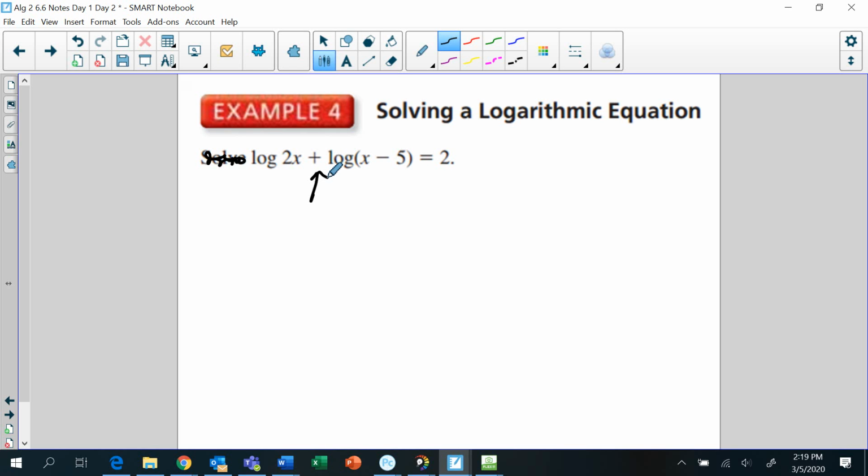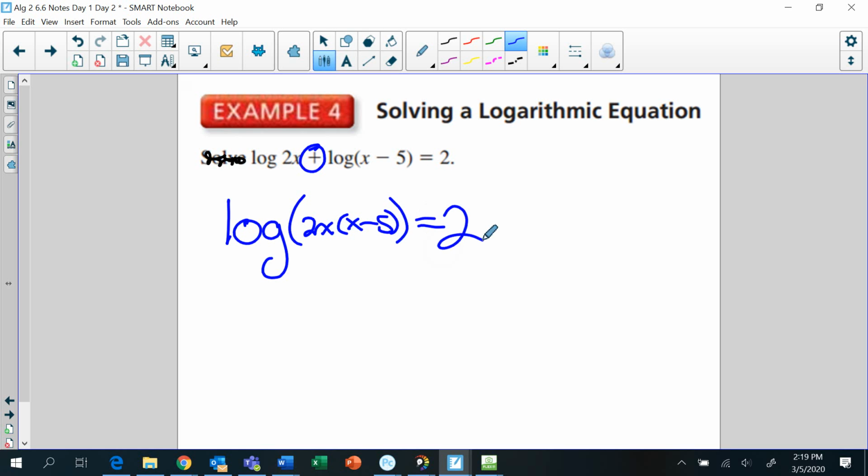This is where you have to condense. What operation do I use if I have separate logs added? Multiplication. So we're going to condense this down to log of 2x times x minus 5 equals 2. Should we put the parentheses?